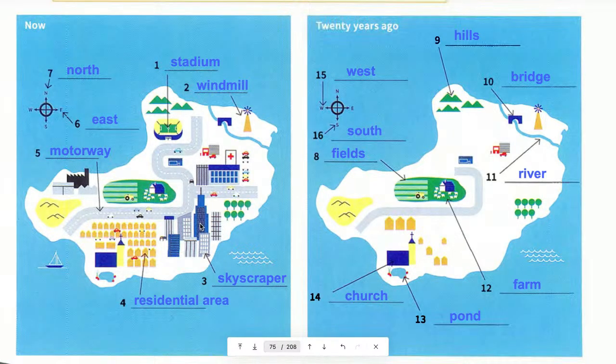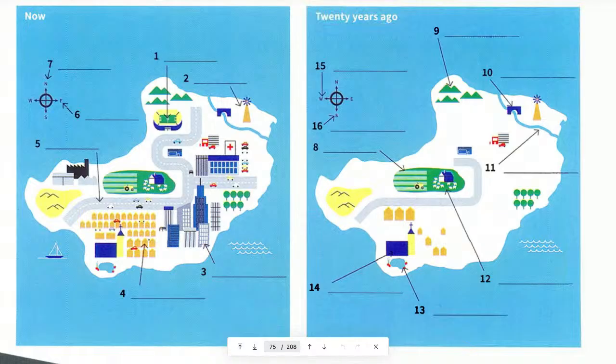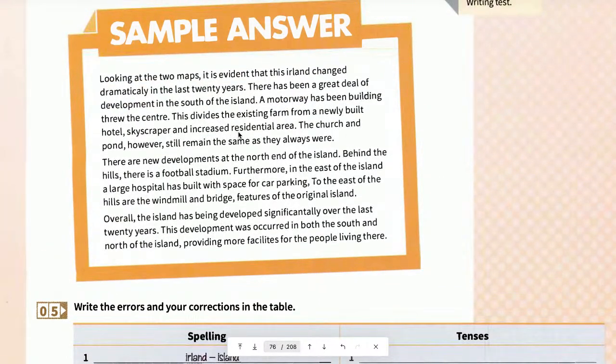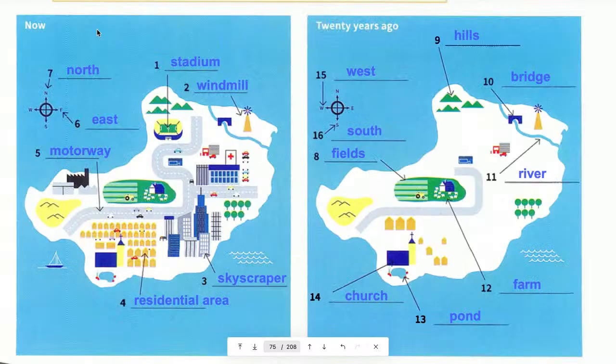And you see they use the word increased. They use the word increased residential area, right? What does that mean? When they say increased residential area, what does that mean? Yeah, that means they had that 20 years ago already, right? And now they just increase that. That means they have more houses, right?